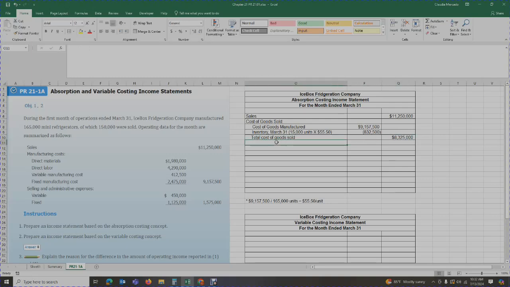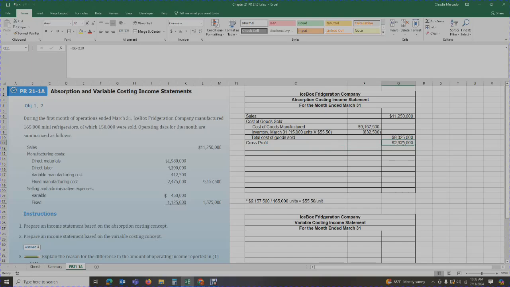Now that I have that, I can calculate my gross profit. How much money did I make on these sales of fridges, right? So let me underline here. What I'm going to do is get my sales of 11,250,000 minus my total cost of goods sold of 8,325,000. I'm going to subtract those two numbers, and it's going to give me a gross profit of 2,925,000.